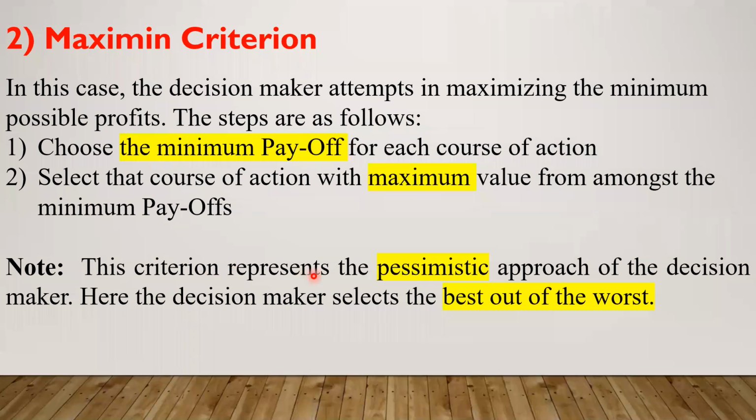So this criterion represents the pessimistic approach of the decision maker. मतलब वो थोड़ा, he is not very optimistic. He is pessimistic. He thinks in a negative way slightly. Okay, his approach is pessimistic. Here the decision maker selects the best out of the worst. मतलब वो worst possible case में जाता है, minimum लेता है. So he selects the best out of the worst. तो पहले वो minimum select करता है, उसमें से maximum लेता है.